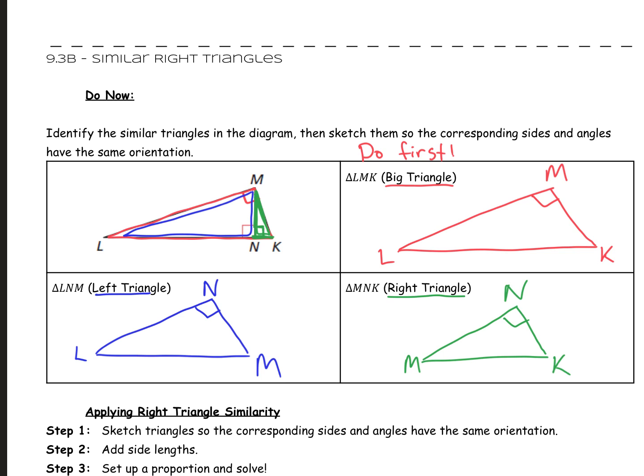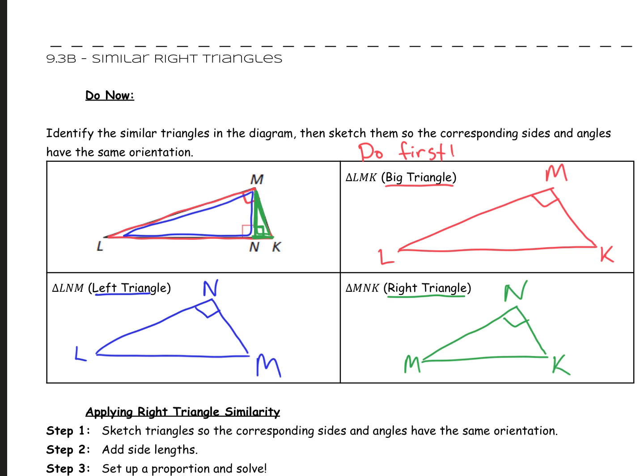Now, yesterday in class, we wrote down a similarity statement. We said something like triangle LMK is similar to triangle LNM, and that's similar to triangle MNK. I'm not worried about the similarity statement. I'm worried about your ability to redraw these triangles based on that focal point, the right angle. You just have to focus on that right angle, and that should tell you everything.